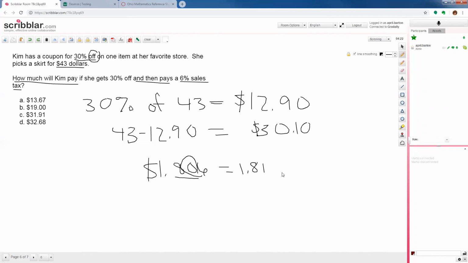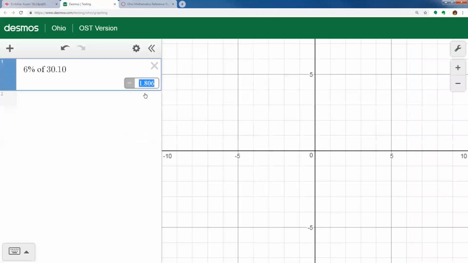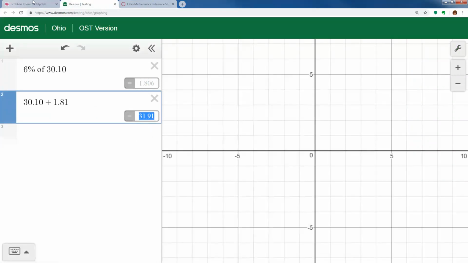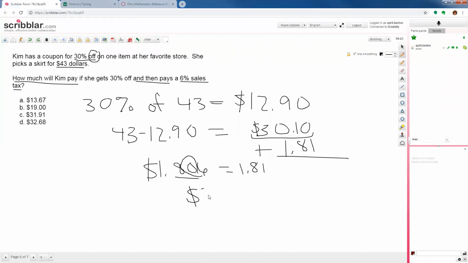Good, 1.81. So then the question is, how does that interact with the 30.10? Just like before, we weren't done when we had the 12.90, we had to minus. You need to add. Sales tax is adding on. Yeah, you need to add it on. So 30.10 plus the 1.81 is $31.91. Very good. That's cheaper than $43. Even with the sales tax, still cheaper.